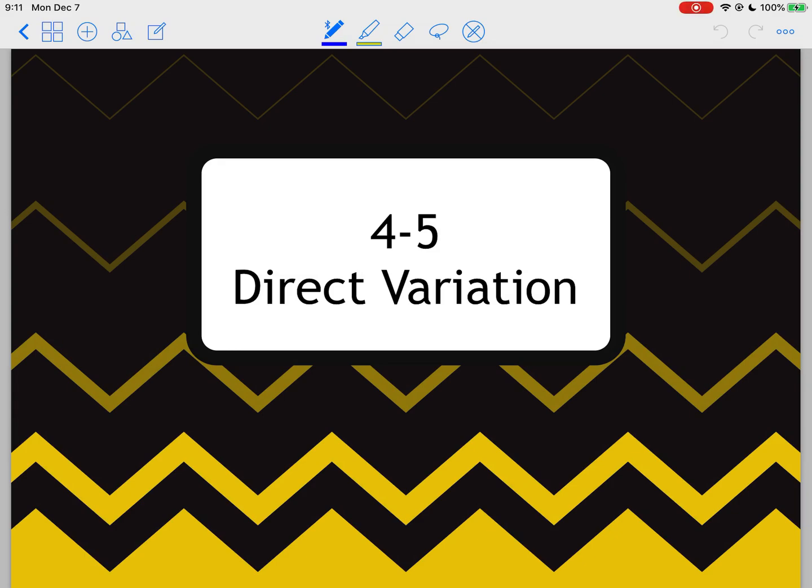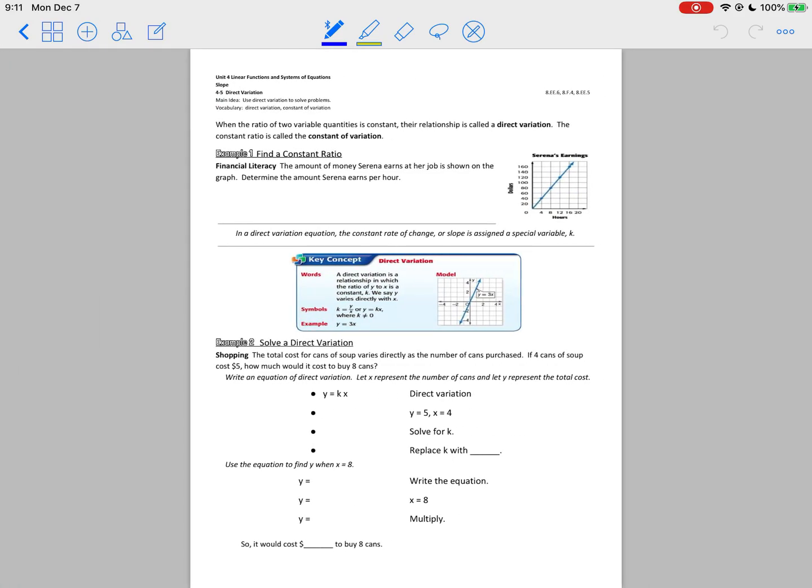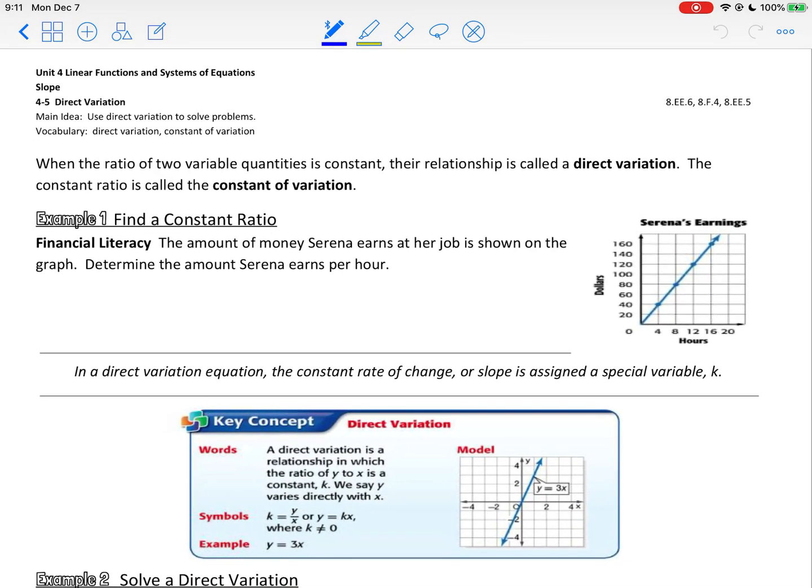In this lesson, we're going to talk about direct variation equations. We've looked at them before; we're just giving them a name. A direct variation equation is an equation where the ratio of two variables is constant, and ratio means a fraction. Whenever the ratio is constant, the relationship is called direct variation. The constant ratio is called the constant of variation.